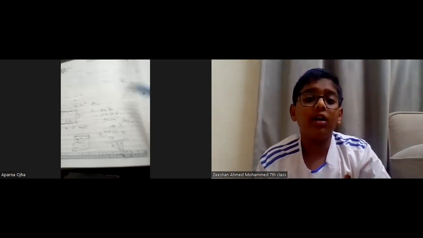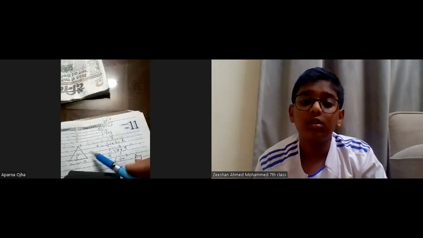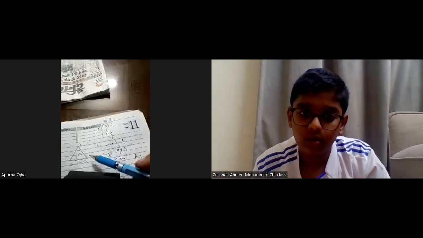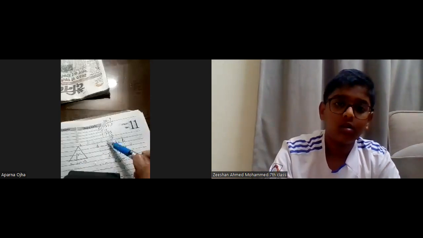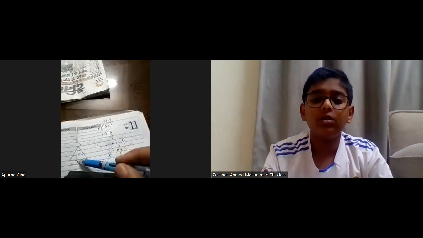So what is the formula of the triangle? Because that is half of the parallelogram, half into base into height we have to write. So what is the formula of the area of the triangle? Half into base into height, because this is half of the parallelogram. In one parallelogram we are getting two triangles, so that's why we have to use half into base into height here. This is the base and this is the corresponding height.